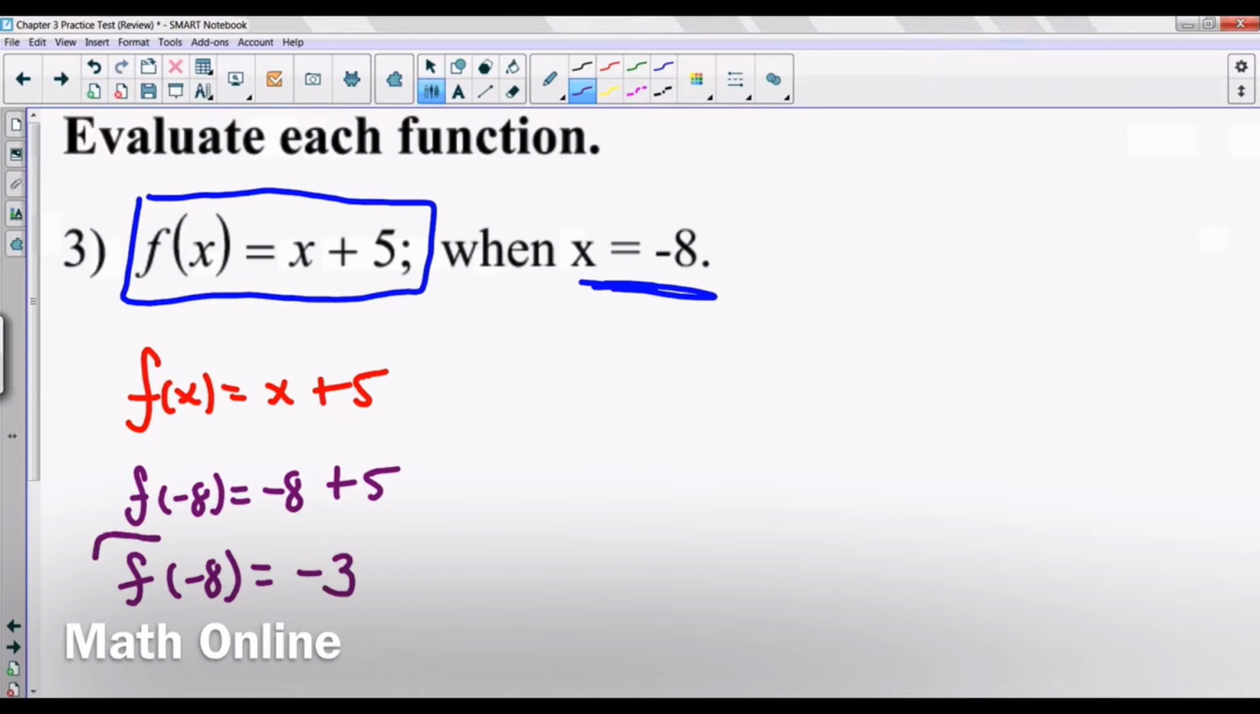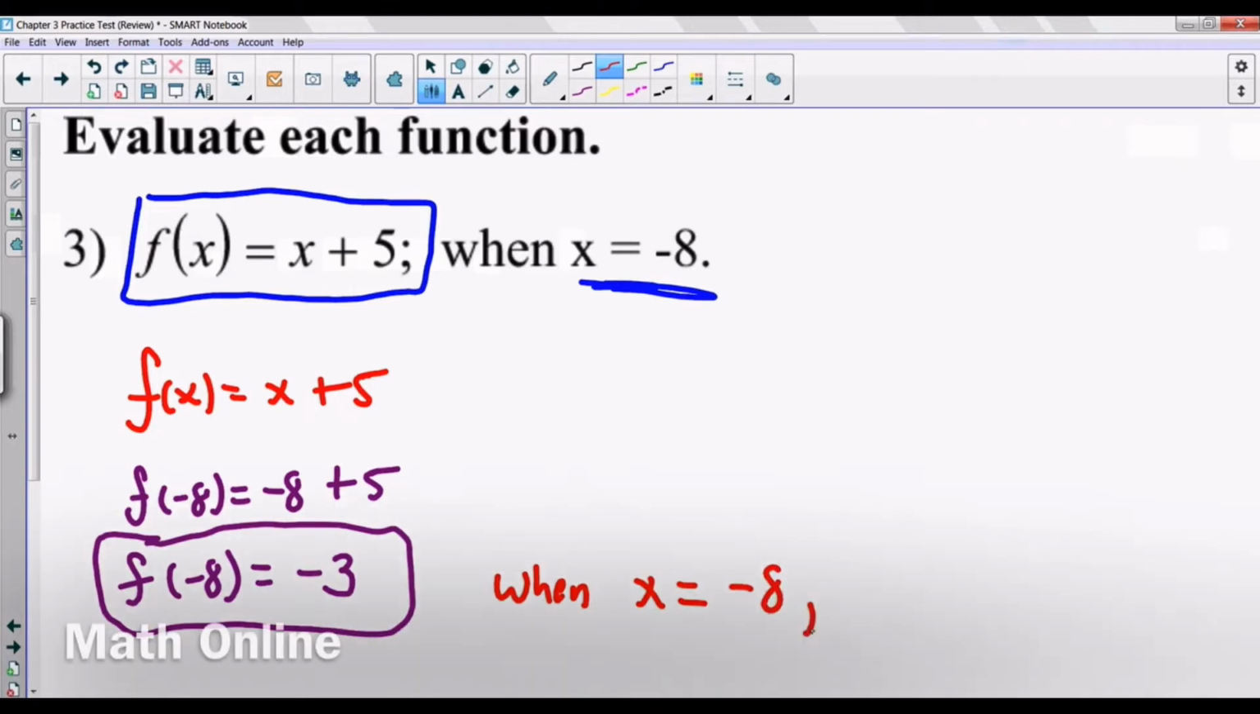Now, what does this mean though? If I was to ask you, what does f of -8 equals -3 mean? All it means is the following. You could write a statement that goes like this: when x equals, and x was given to you, x is -8, so you're going to write x is equal to -8. When x equals -8, f of x equals -3. That's the number that we simplified. So that's f of x equals -3.